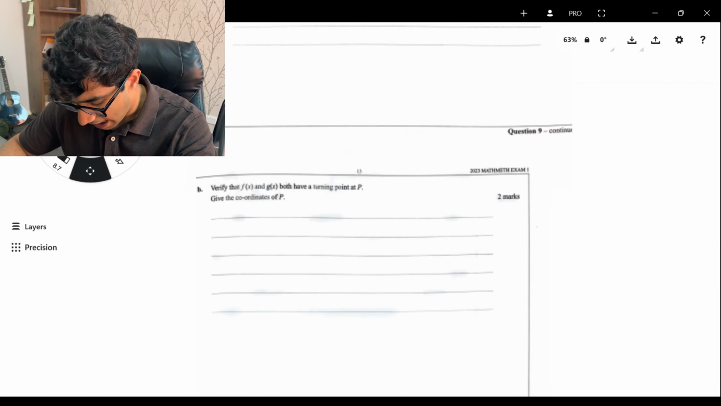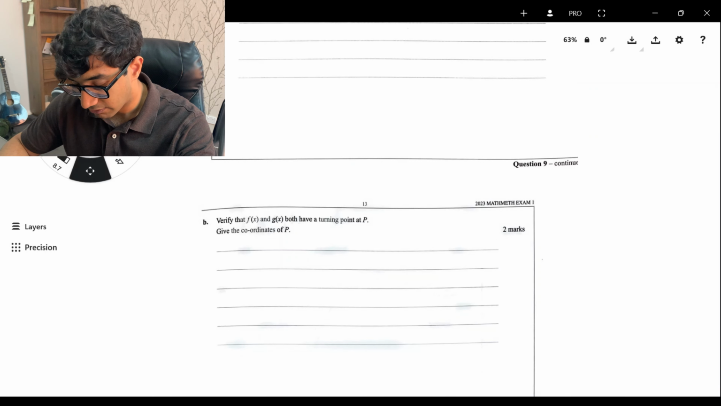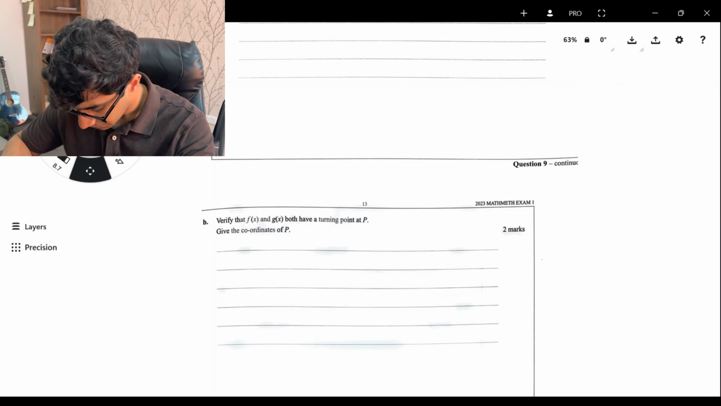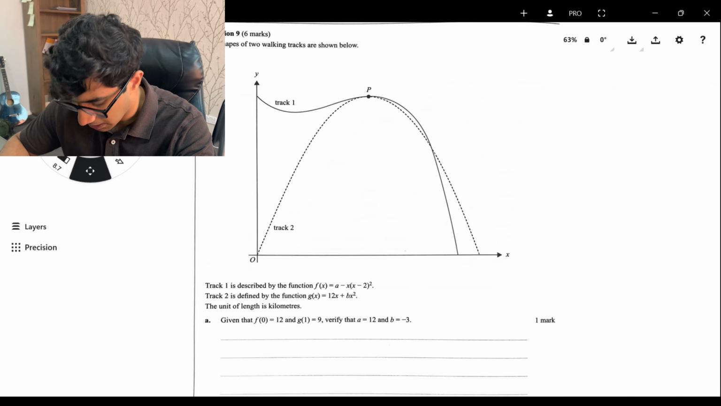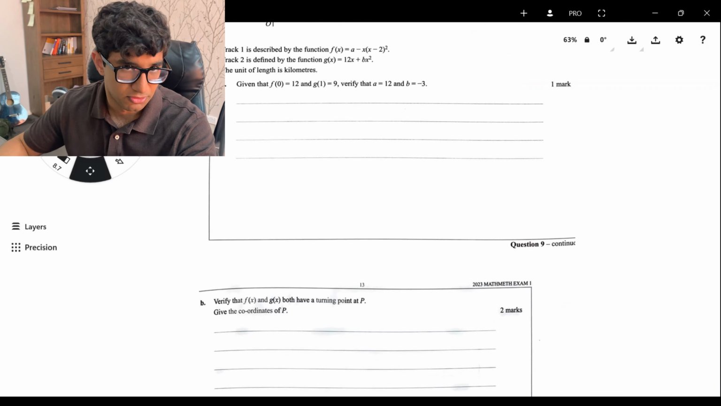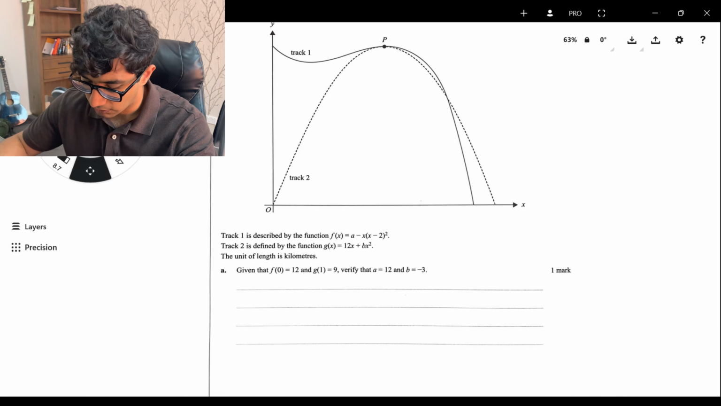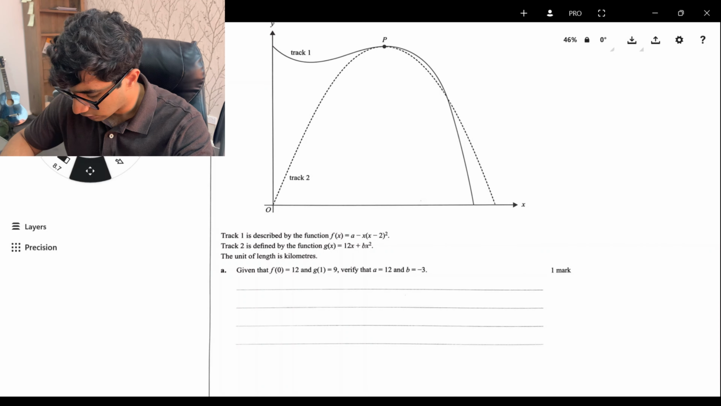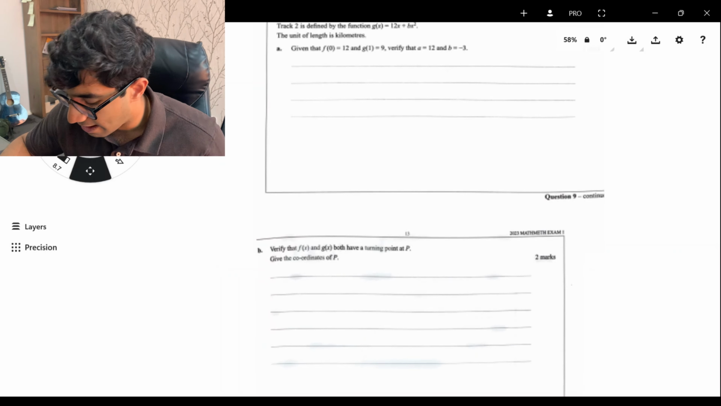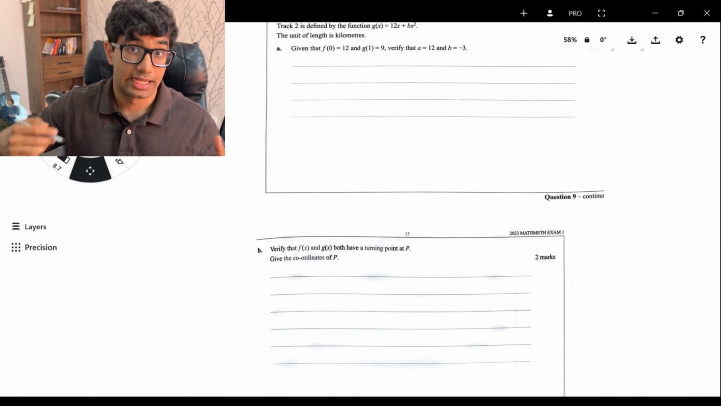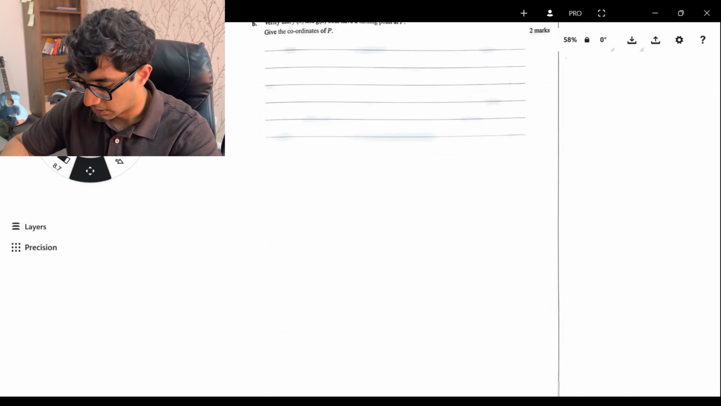Okay, verify that f of x and g of x both have a turning point at p. So they both have a turning point at p, so we're probably going to have to use some sort of derivative. And give the coordinates of p. That's also fine. All we have to do is verify that they have a turning point at p, show that it's the same turning point, and then give the coordinates of it.